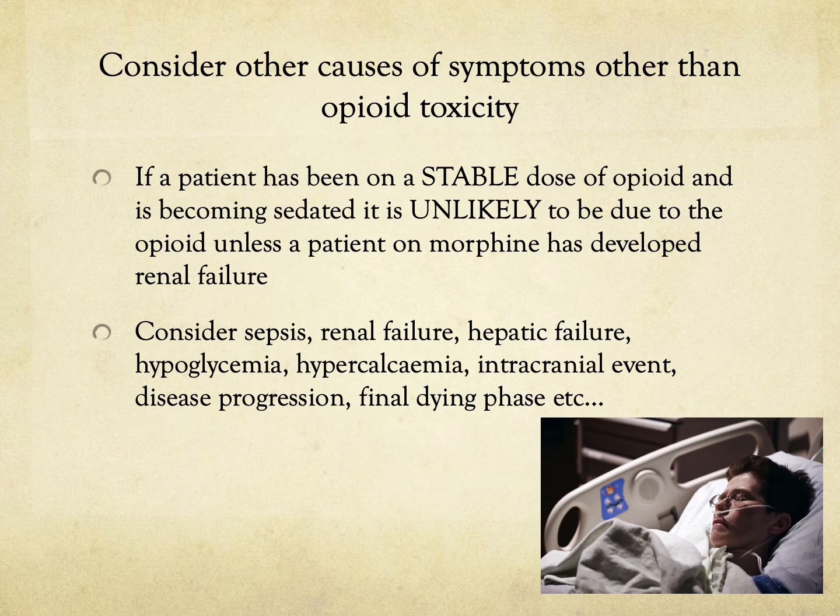However, the symptoms and signs of opioid toxicity commonly occur for other reasons too, and it's a common pitfall to jump to the conclusion that it is opioid toxicity and miss something else. If a patient has been on a stable dose of opioid and is becoming sedated, it is unlikely to be due to the opioid unless a patient on morphine has developed renal failure or has had a medication error.